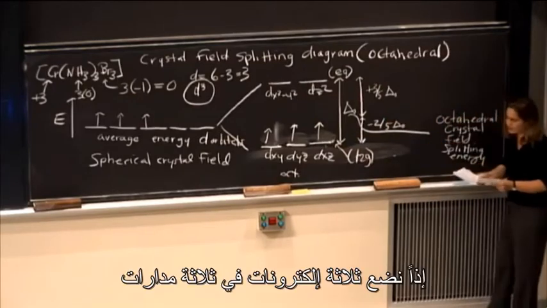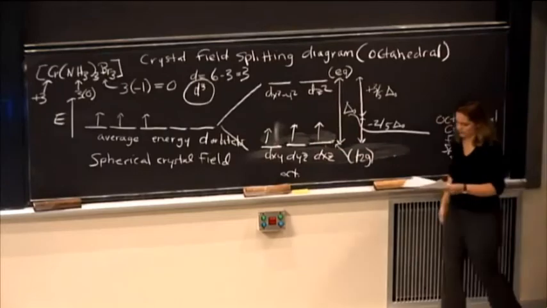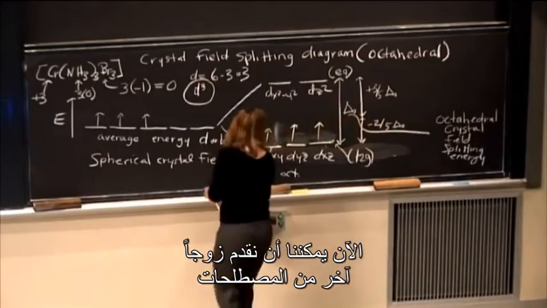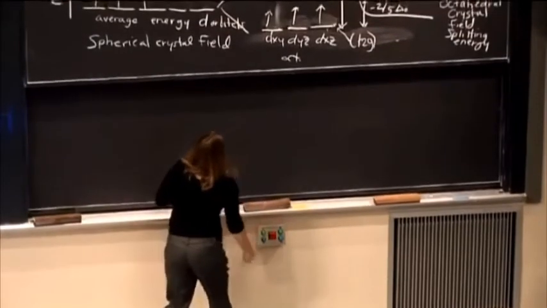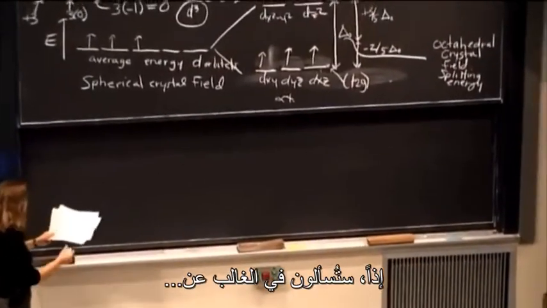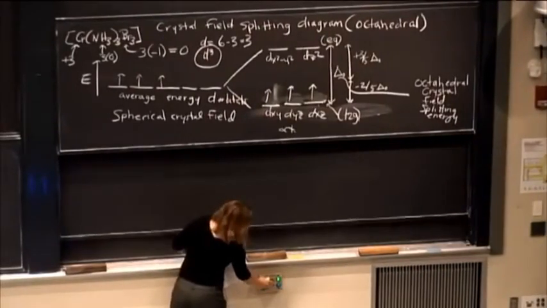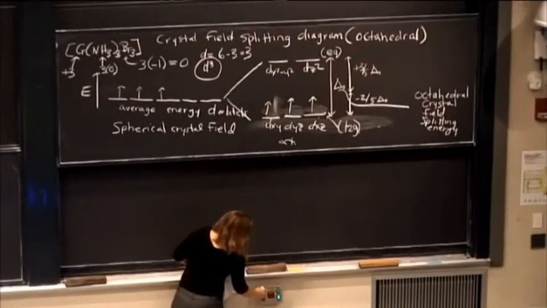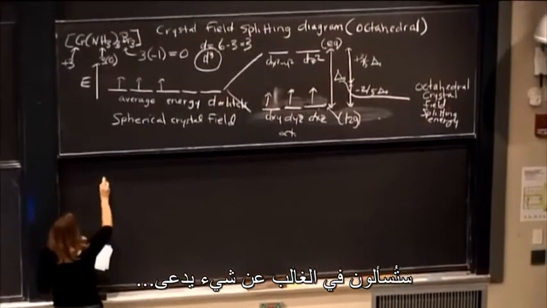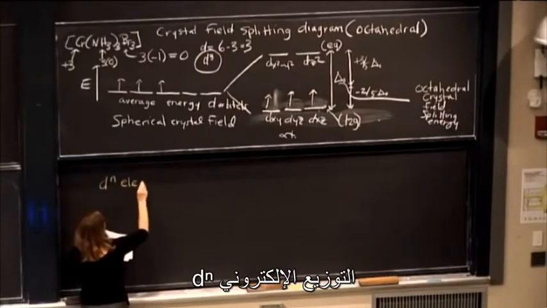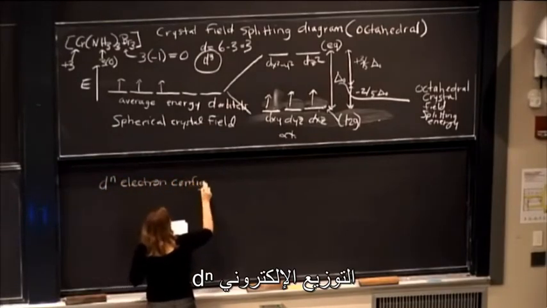So we've put 3 electrons in these 3 orbitals. Now we can introduce a couple other terms, which is why I realized I forgot to put the labels on. You'll often be asked for something called the d^n electron configuration.